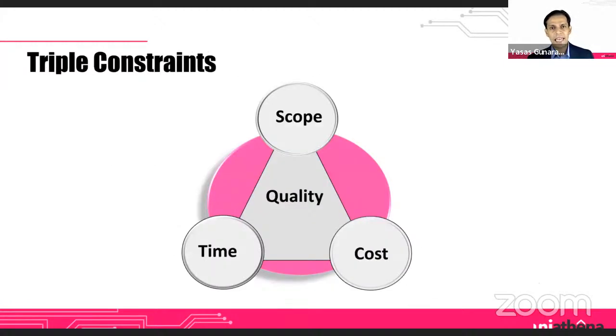Okay. So in any project, you would find there's a clearly defined scope. If there's no scope, then you're in trouble because you don't know what the project is about.